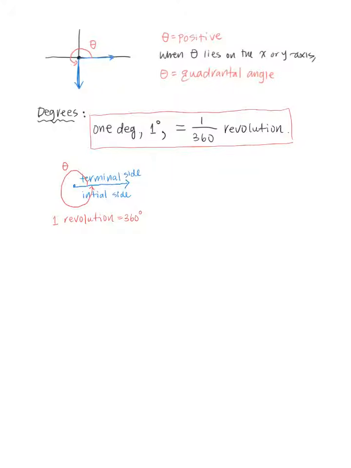Okay, now suppose that this is going to be our initial side. And suppose this is going to be our terminal side. I'm just going to write it as term. All right, and suppose that this is a right angle, which is a 90-degree angle. So in this case, our theta is 90 degrees, and then this angle also has a special name. It is called the right angle.